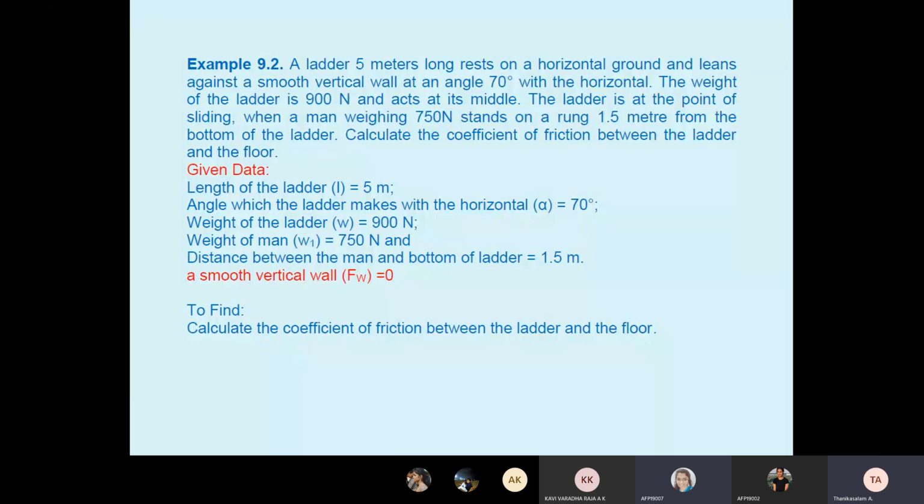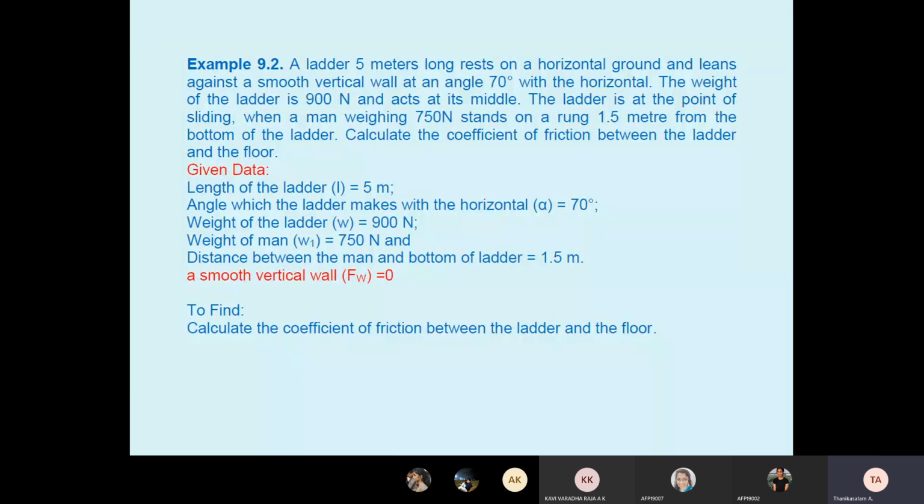So here also they have not given a diagram, they have given a statement. Length of the ladder is 5 meters. Here the angle is inclined, whether it is measured from horizontal or vertical. See the question: the angle with respect to horizontal is 70 degrees. Sometimes they give it with respect to the vertical wall. So theta will be the upper side. Weight of the ladder is 900 Newton. One man is weighing, that's why I have taken W1, at a distance of 1.5 meters from the bottom of the ladder.